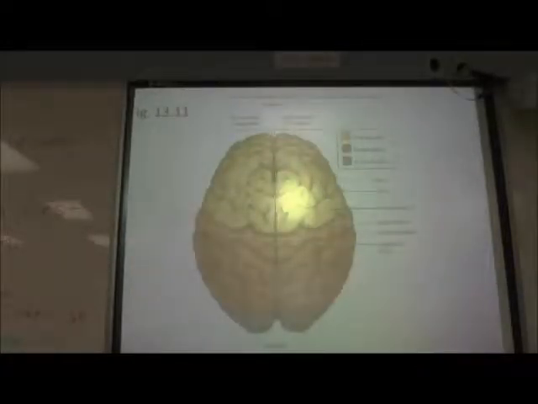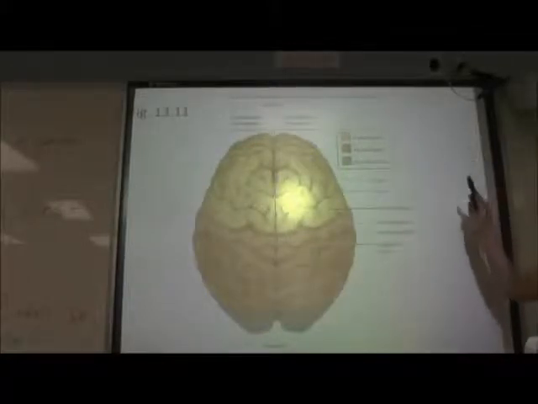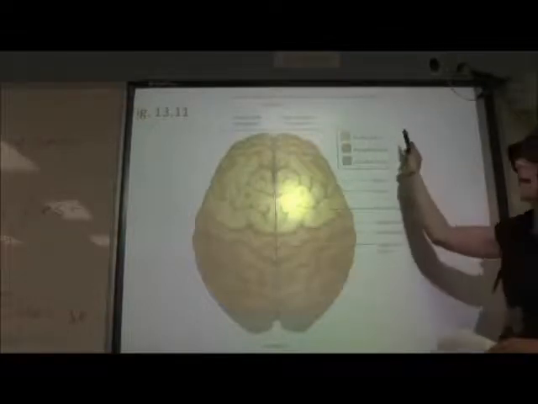Then the last thing we're going to talk about today is we'll just go over the different regions of the brain, and then I'll let you look at brain models and work on your lab. And then Wednesday we'll finish up with our functions and our cranial nerves. So our brain we organize either into lobes or into hemispheres.